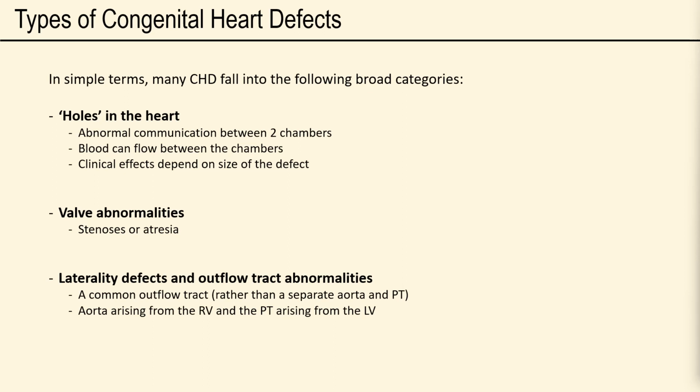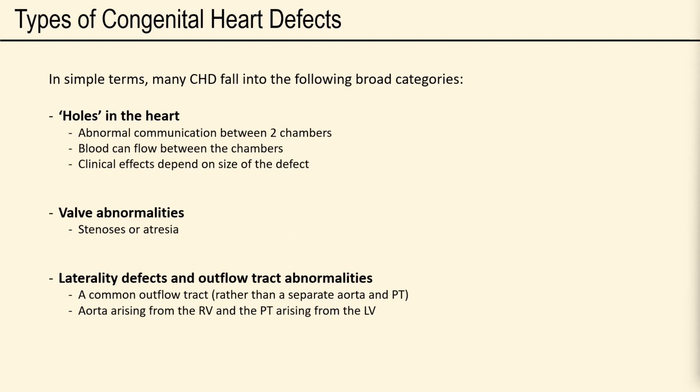The second group we can collect them into is those with valve abnormalities. These could be those with valve stenosis, where they don't function correctly, or they could be atresia, where they are slightly too small and fail to shut correctly.